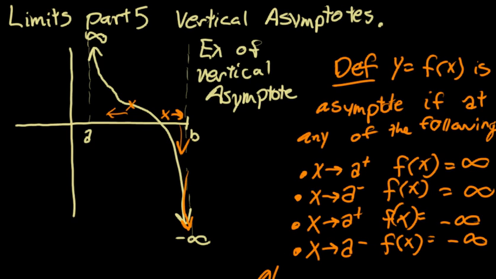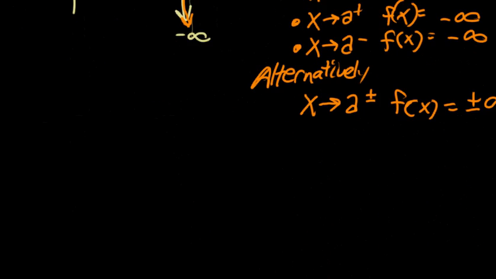Or, alternatively, as x approaches a from the left or right, f of x equals plus or minus infinity. Some instructors won't like this notation. I'm not sure if you're actually supposed to put a plus or minus here next to the a, but it's something that I do, because it makes sense to most people. So let's go over some examples of this.